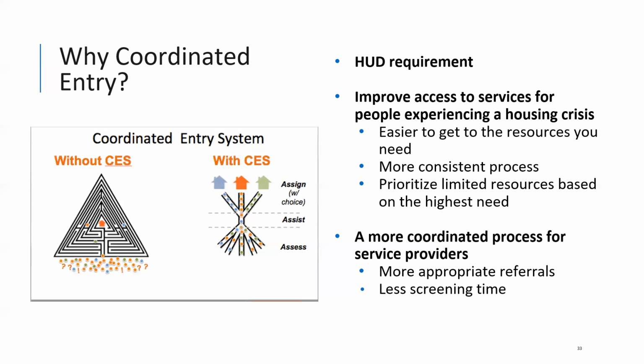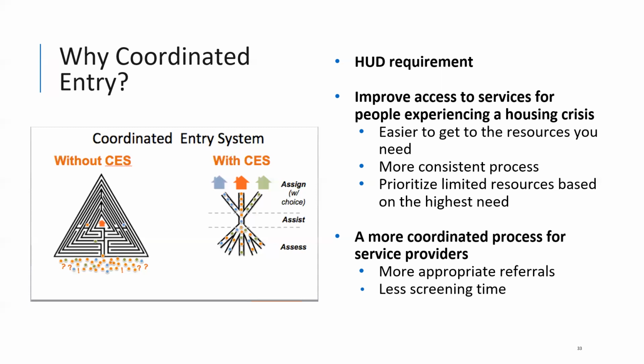Not only is the goal to improve services for people experiencing a housing crisis, but also to create a more coordinated process for the service providers, so that service providers are getting more appropriate referrals and ultimately spending less time screening folks for their program. So you'll see this visual on the left-hand side of the screen. Without the coordinated entry system, it's often a maze. You are navigating this maze to try to find housing, and it is confusing, and it's not streamlined, and it's not coordinated. With the coordinated entry system, the goal is to make the system more streamlined, to have a standard way for people to be assessed, and then a process to identify assistance, and then to connect folks to housing resources, integrating client choice as well.